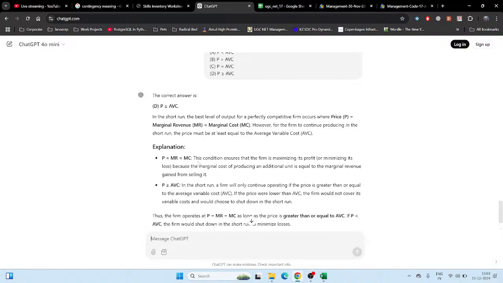P is equal to MR is equal to MC. This condition ensures that the firm is maximizing its profit, minimizing its loss, because the marginal cost of producing an additional unit is equal to the marginal revenue gained from selling it. In the short run, a firm will only continue operating if the price is greater than or equal to the average variable cost. Price would not cover its variable cost and would choose to shut down in the short run.